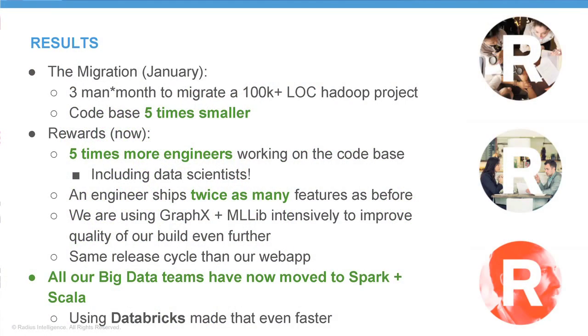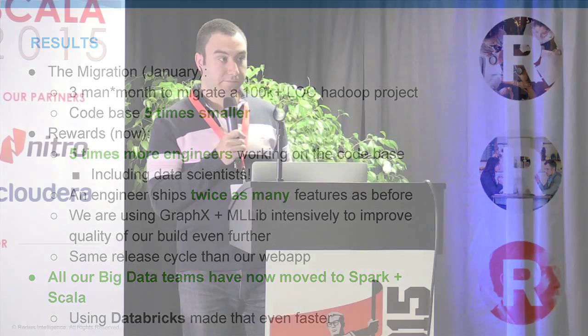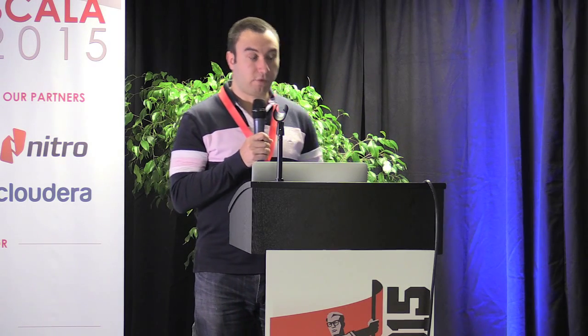Now for us, moving this project of creating this graph of US businesses, the migration took 3 man-months. We did that in January, and 3 man-months to migrate over 100,000 lines of code. I think that's pretty cool. And the resulting code base was 5 times smaller for the same thing. And when I say migration, I mean everything from implementing to testing that it was working properly.